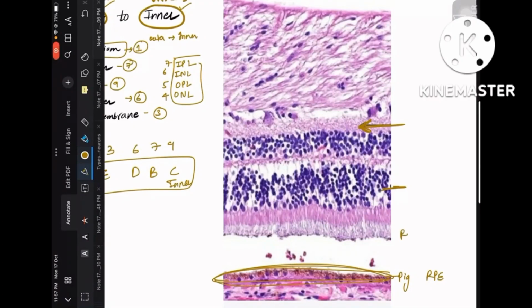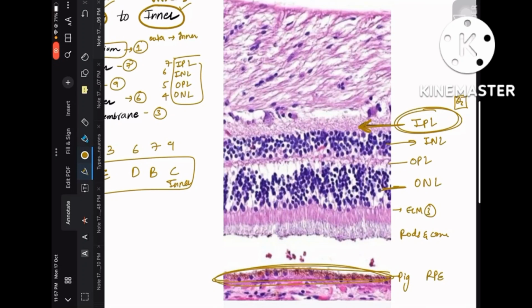And then comes rods and cones, right? And here comes the external limiting membrane, which is the third. And the first blue layer is the outer nuclear layer, right? From there, I'll start writing outer plexiform layer. And then the next layer is inner nuclear layer. And then comes the inner plexiform layer. So here only I have got the answer that it is inner plexiform layer. So the labeled structure is inner plexiform layer.